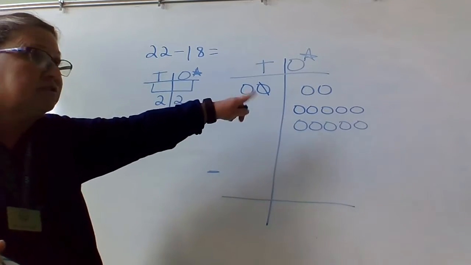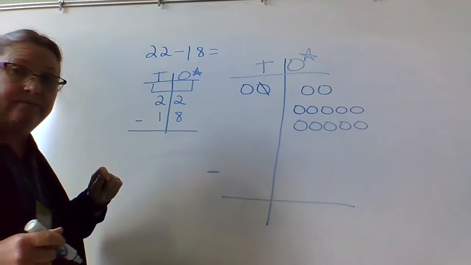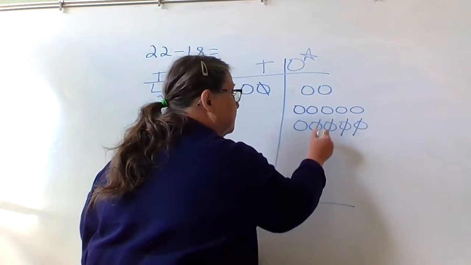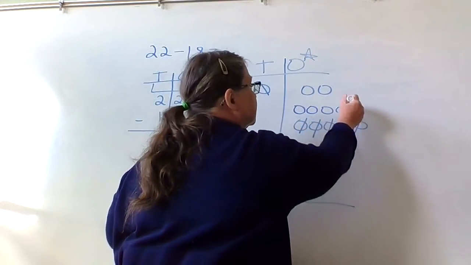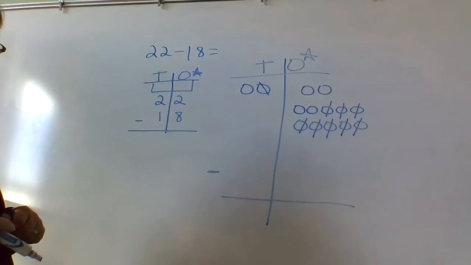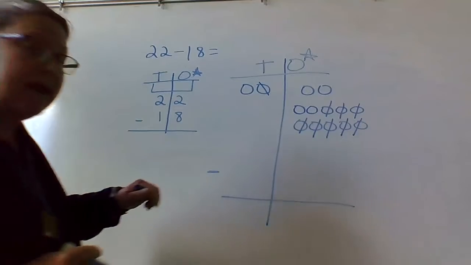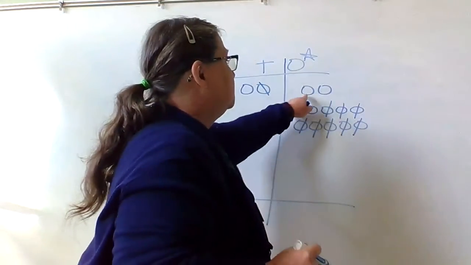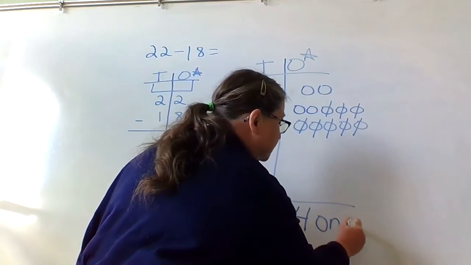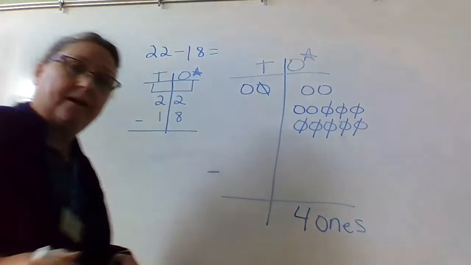Now I can cross out 8. Now I have enough circles there that I can cross out 8 of them. Let's start at the bottom. 1, 2, 3, 4, 5, 6, 7, 8. I have 8 crossed out now. How many do I have left? 1, 2, 3, 4. I have 4 ones.